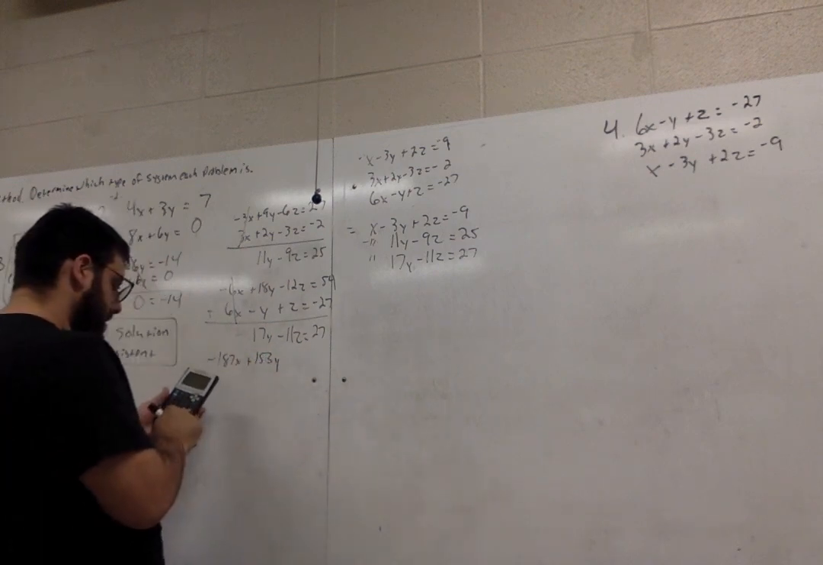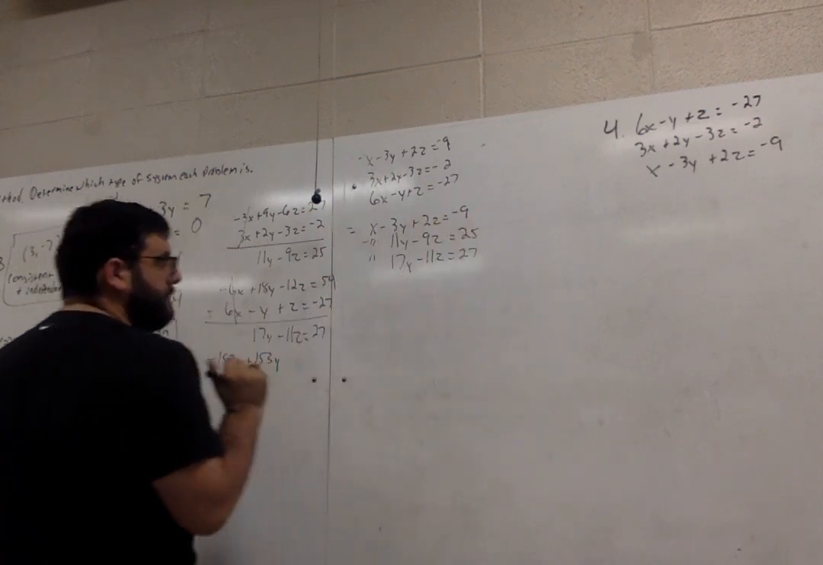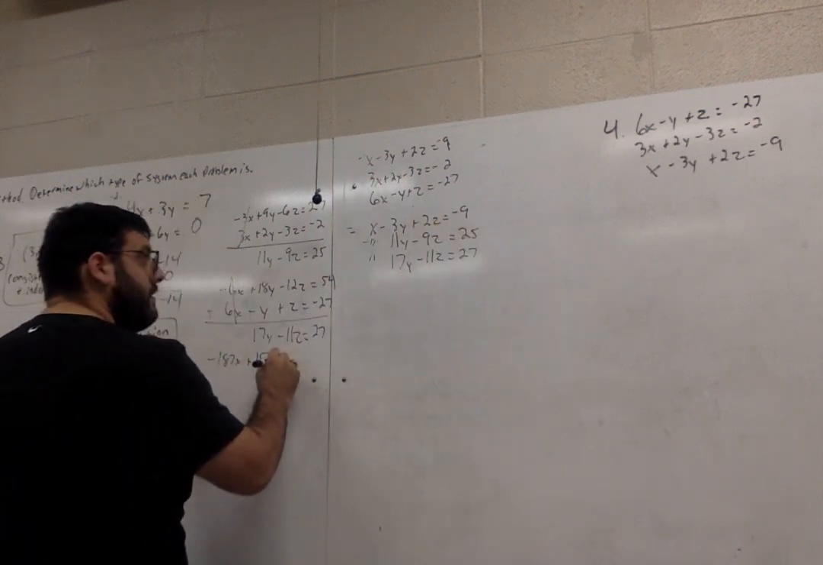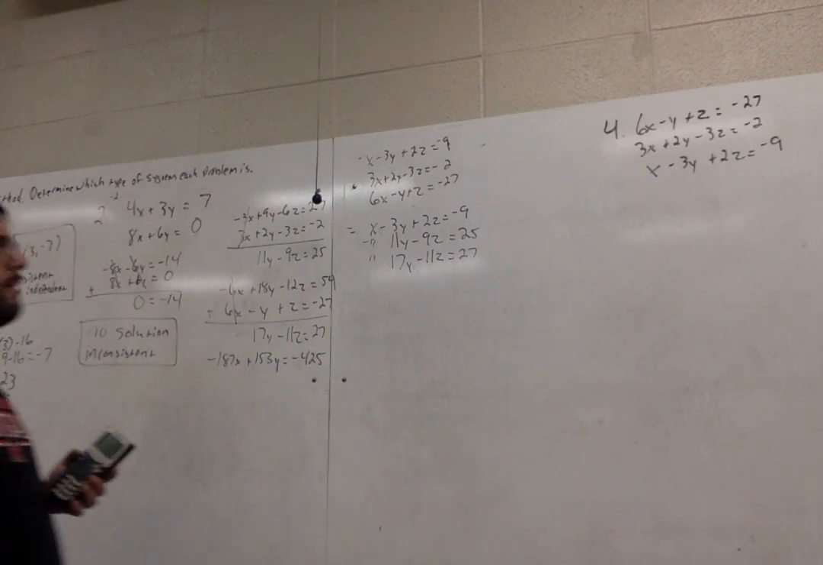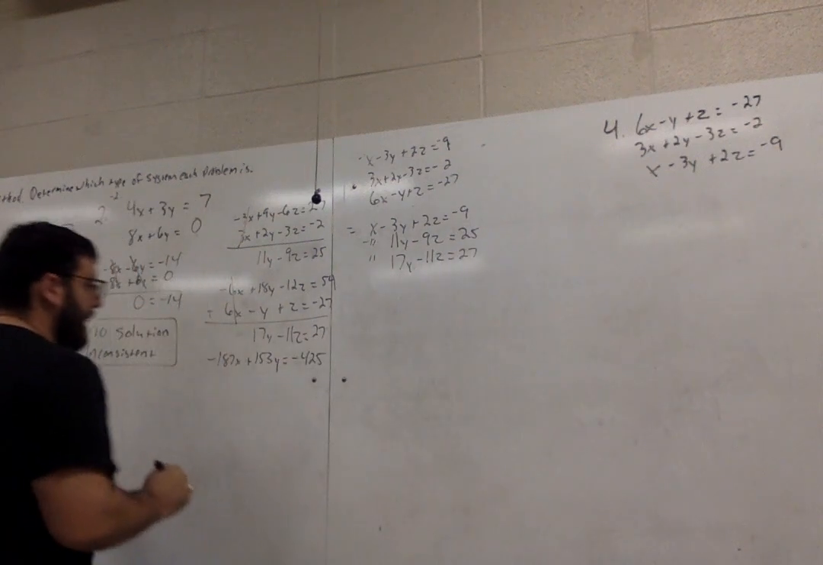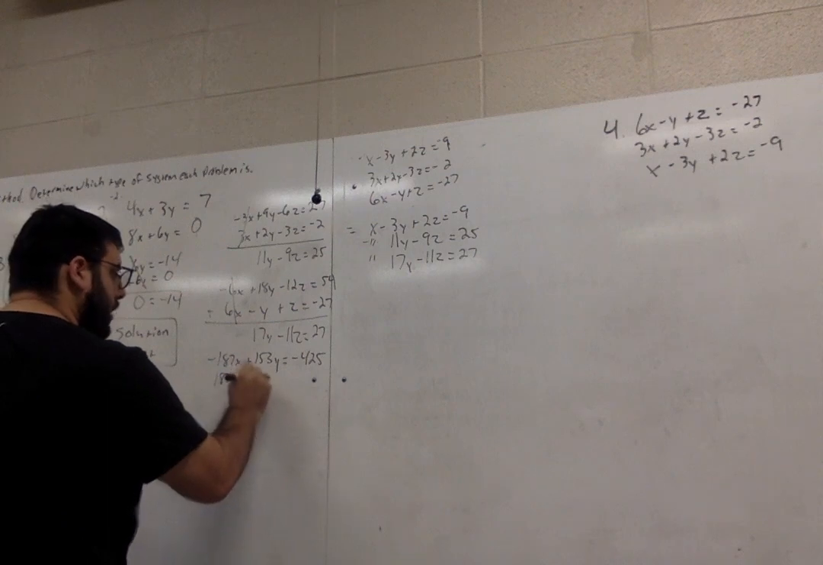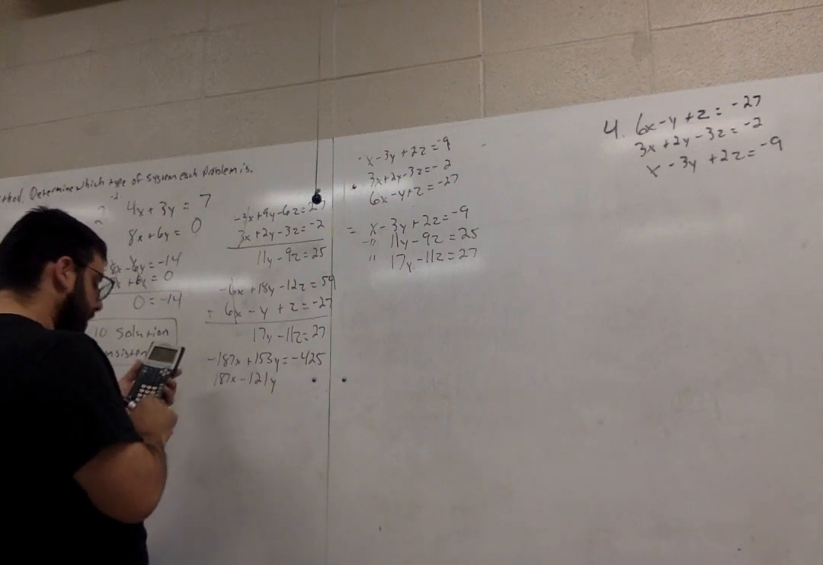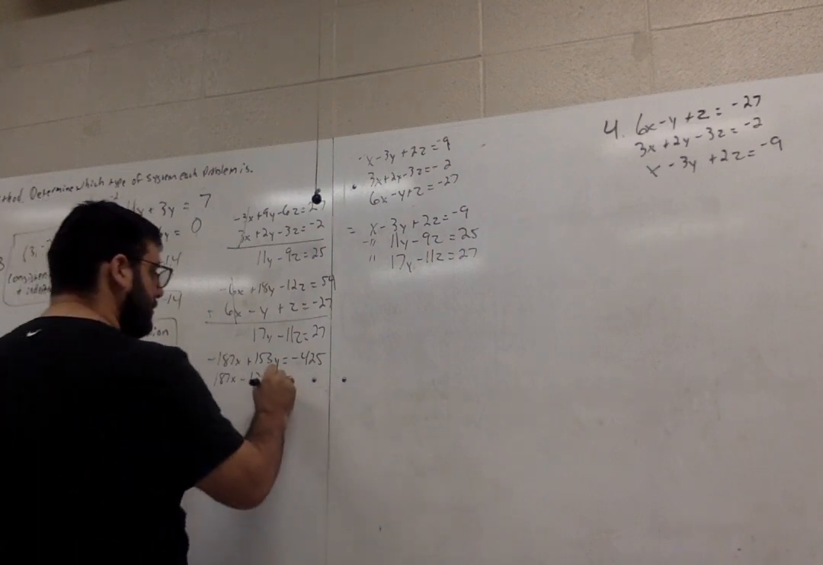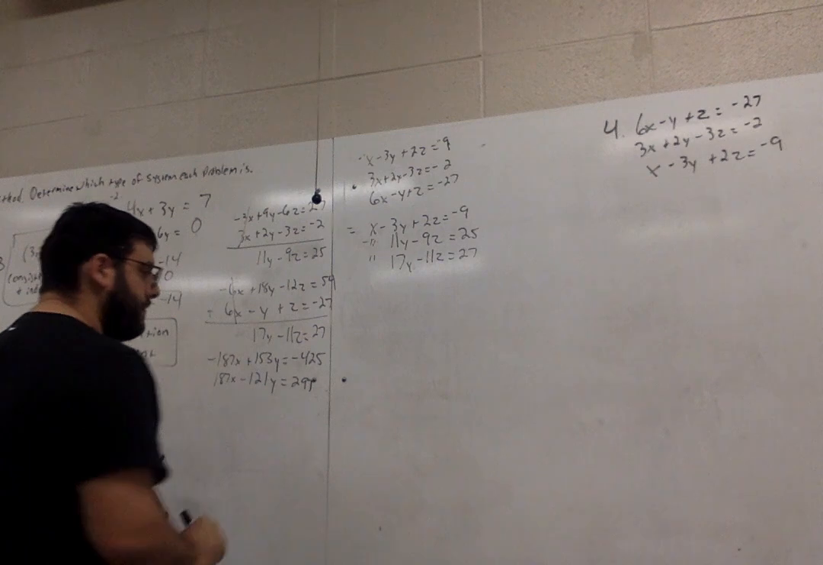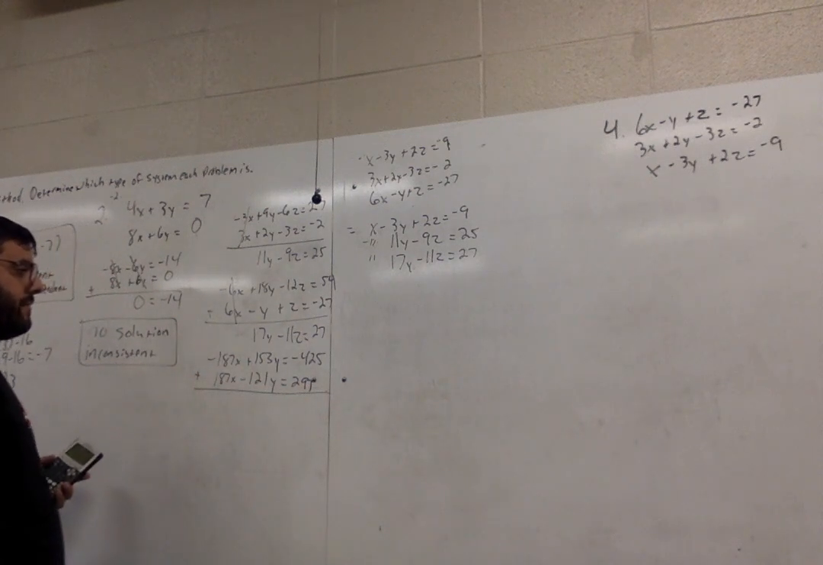And then negative 17 times 25. That's negative 425. Okay. Now I'm going to take this equation and multiply it by 11. So positive 187x minus 121y, and then 27 times 11, that's 297. So equals 297. Now I'm going to go ahead and add those together. All right, so those cancel.